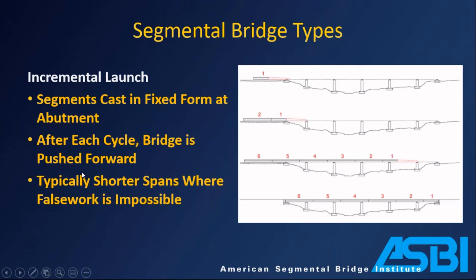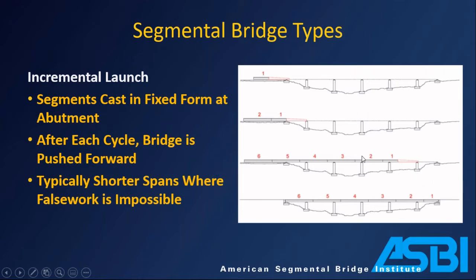And then the last one that falls into the cast in place category is incremental launching. That's a little bit of a twist. So in incremental launching, instead of casting each piece where it's going to exist in the final configuration, you set up a miniature casting yard behind one abutment, and that's over here in phase one. And you cast on pieces, you add pieces onto the bridge, and then push them forward across the alignment. So that's what is happening here. You can see segment number one gets cast, and as you cast more and more segments, that segment one is getting pushed across the valley.